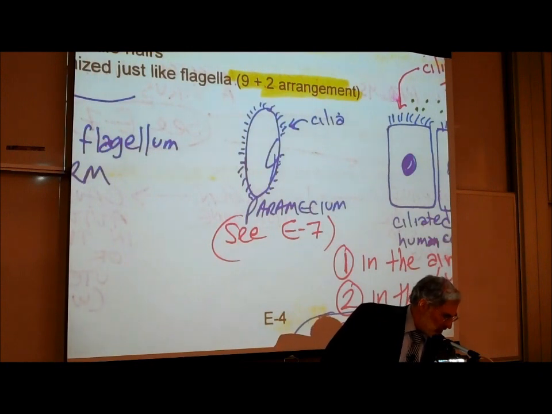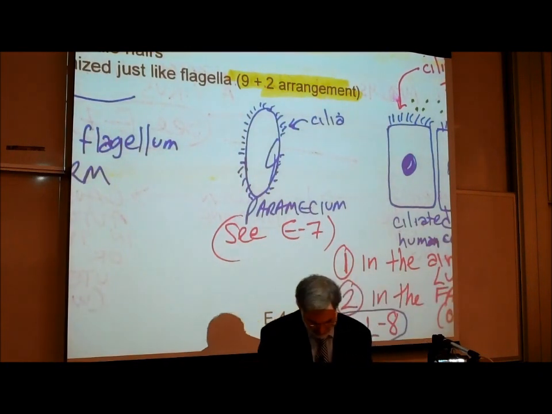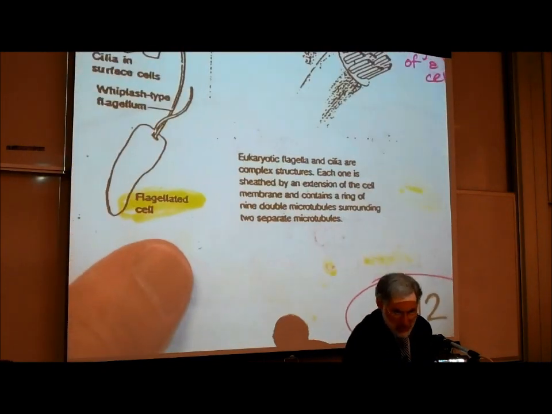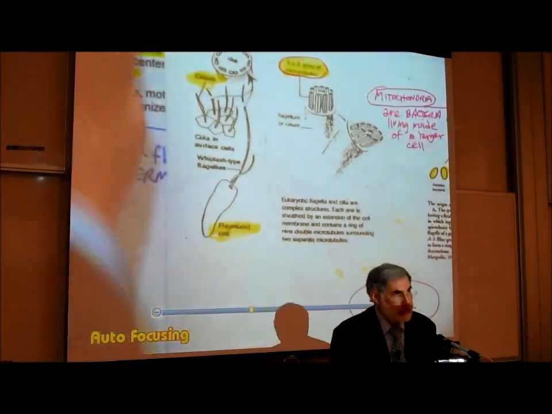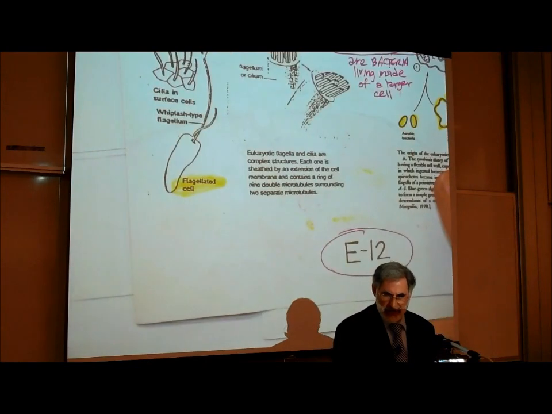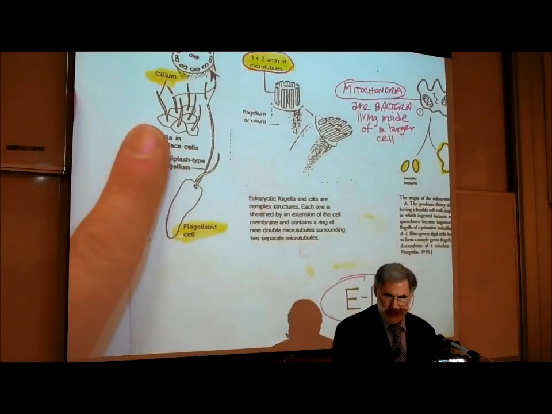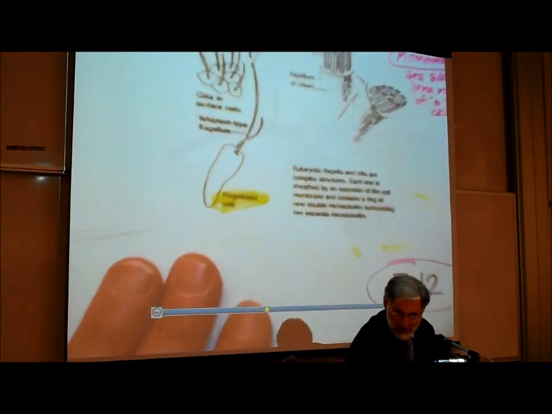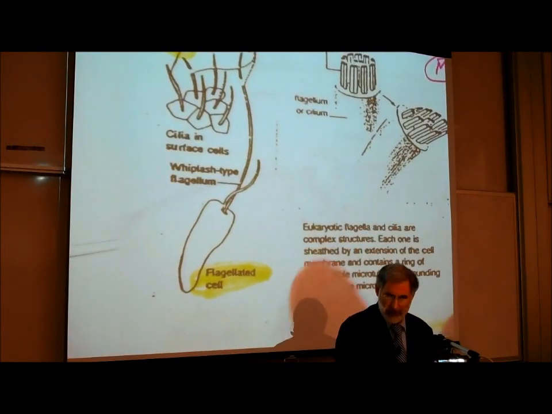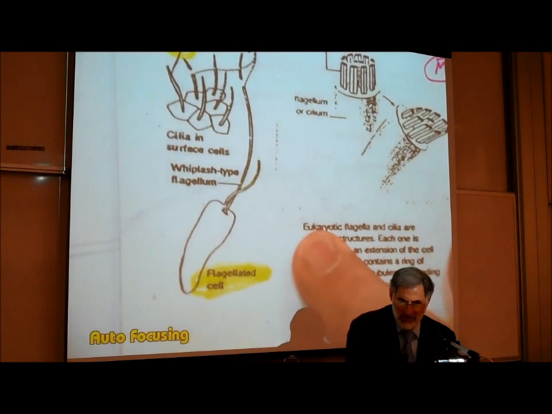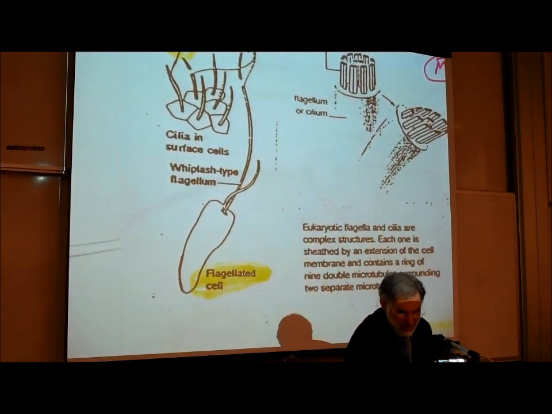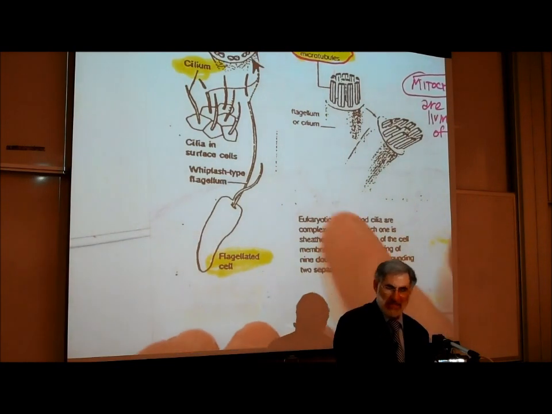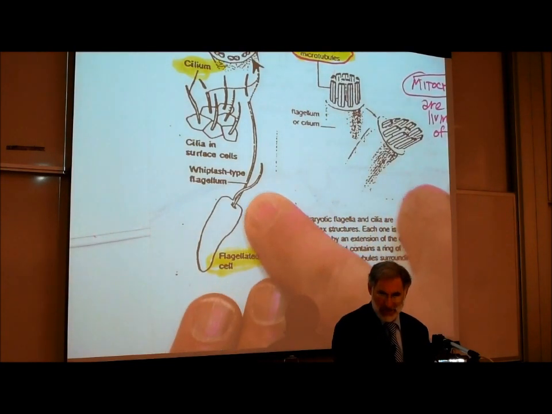I think it's E12. Yeah, E12. So on page E12, on the bottom left, it shows a flagellated cell. Could be a sperm. Could be another cell that's flagellated. Sperm are not the only flagellated cells. They're only human flagellated cells, but there are all kinds of single-celled organisms that have flagella.